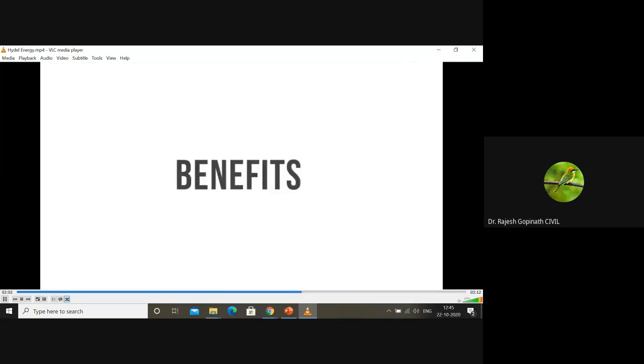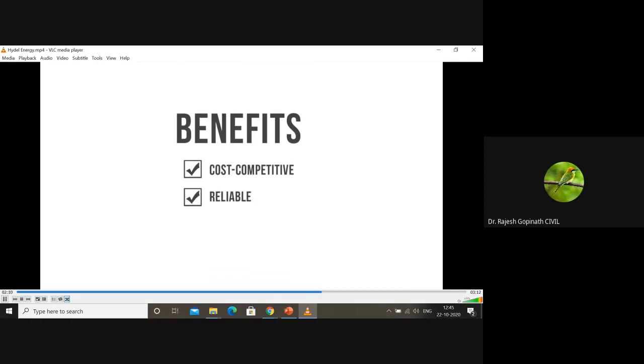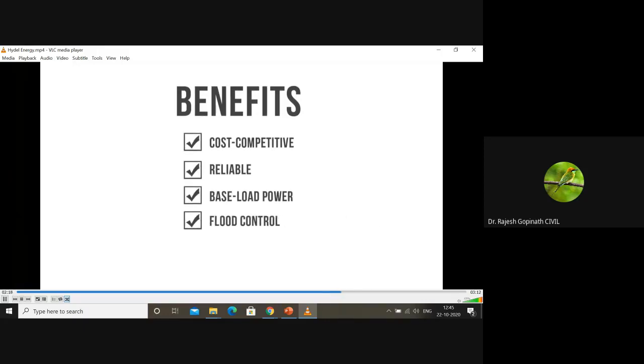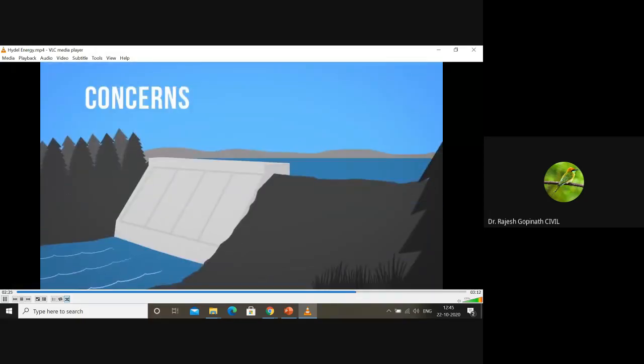Hydropower has several benefits. It is a cost-competitive form of electricity, even though the initial building cost can be high. It is quite reliable compared to other renewable options and pairs well with other sources as it can be used as baseload power. In some cases, dammed reservoirs can also help with flood control and be a reliable water supply for communities. There are also some concerns with hydropower, especially when it comes to large dams.